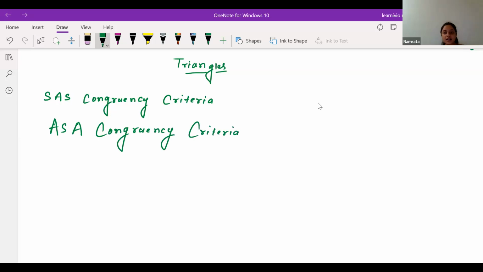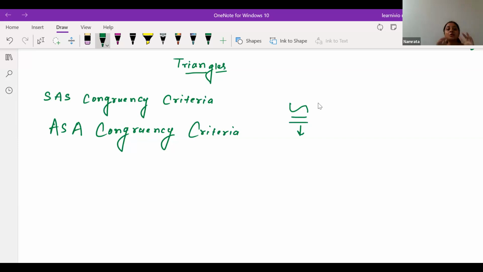So basically, the side angle side congruency criteria says if side angle side of one of the triangles is the same as side angle side of another triangle, then we can say both the triangles are congruent with each other. This is the sign of congruency. By using this sign we represent that two triangles are congruent with each other. Similarly, the second rule says if angle side angle of one of the triangles is the same as angle side angle of another triangle, then we can say both the triangles are congruent with each other.